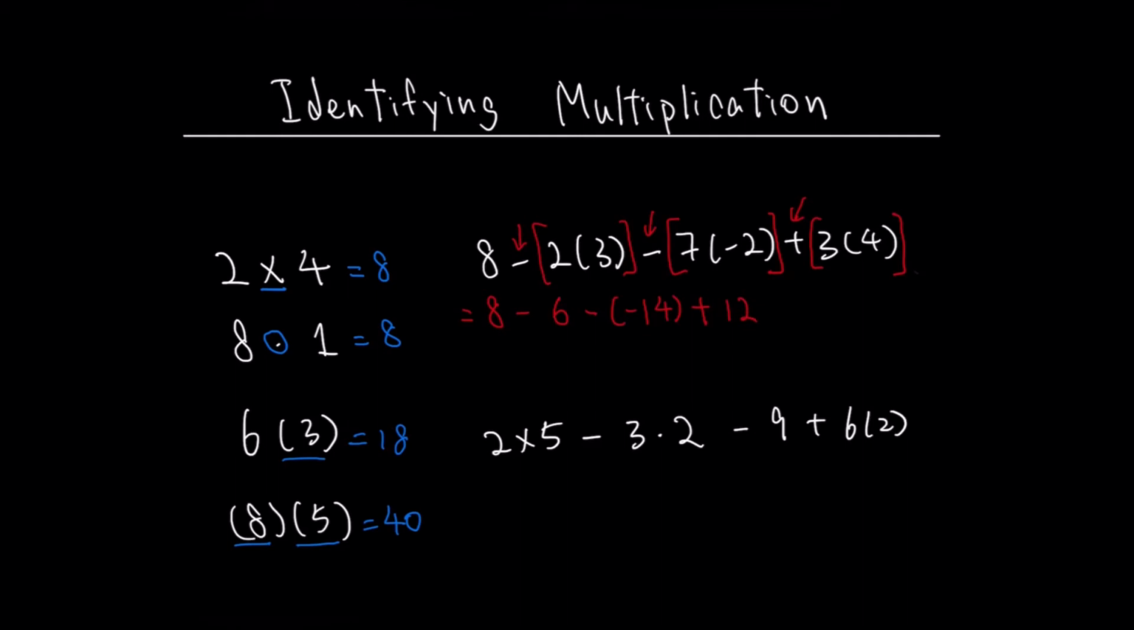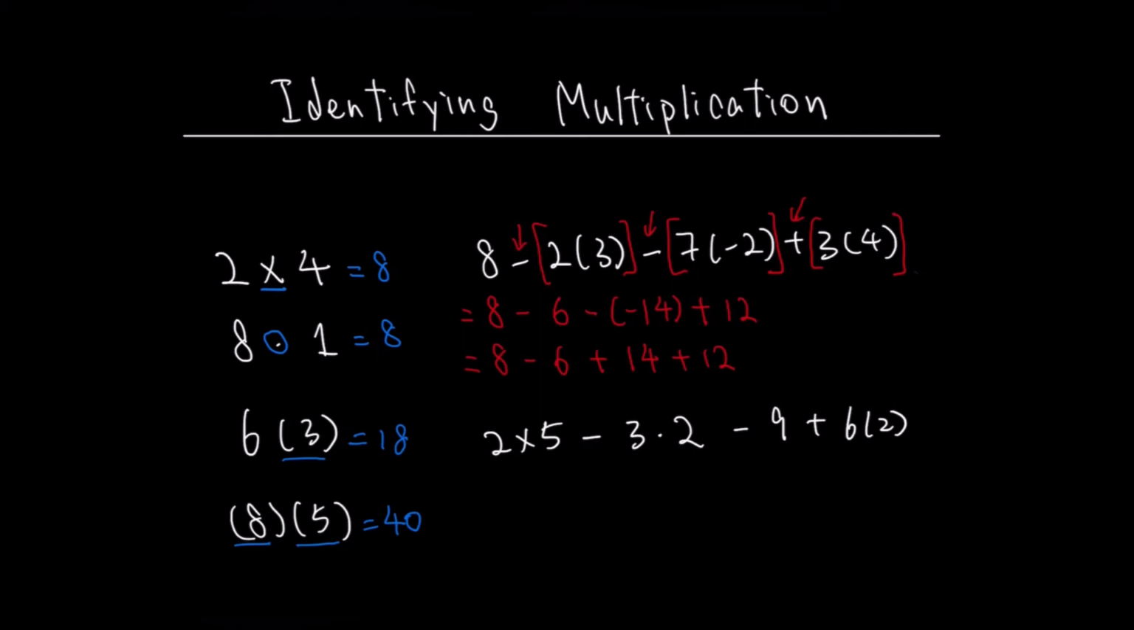Now we can simplify further because we have a minus a negative 14. That's the same thing as saying plus 14. In other words, the two negative signs cancel with each other and become a positive. So this becomes 8 minus 6 plus 14 plus 12. Now at this point, we can add all of our positive numbers together and add all of our negative numbers together and get our final result.